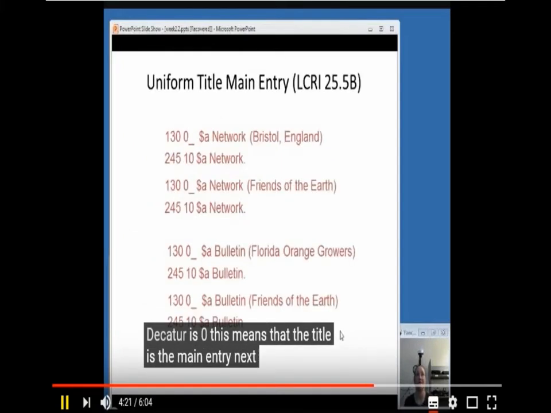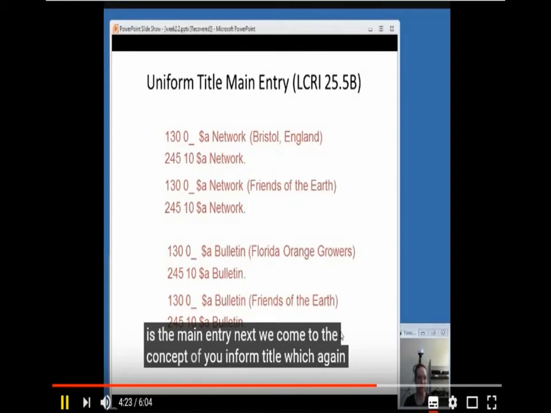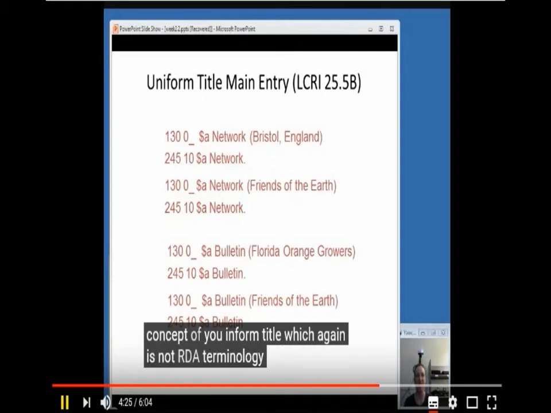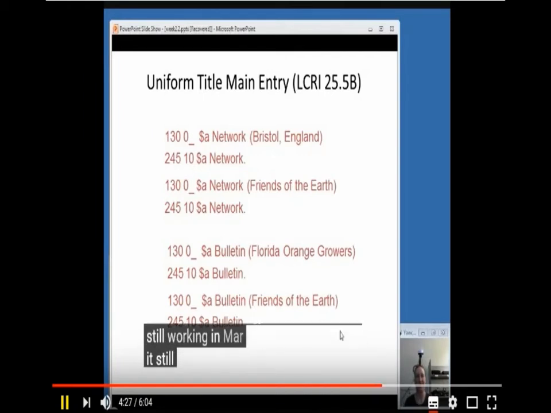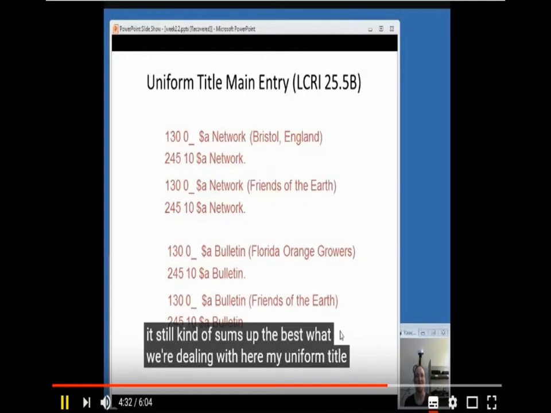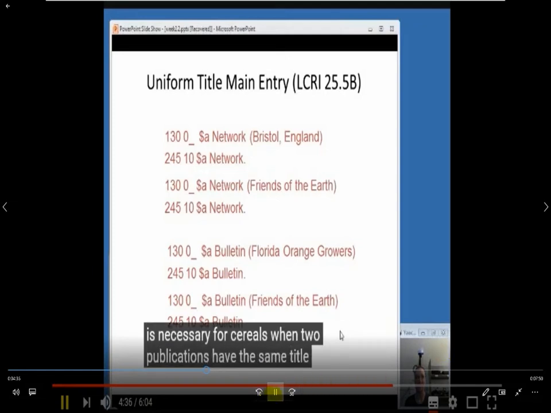Now next we come to the concept of uniform title, which again is not RDA terminology, but because we're still working in MARC, it still kind of sums up the best what we're dealing with here. A uniform title is necessary for serials when two publications have the same title.